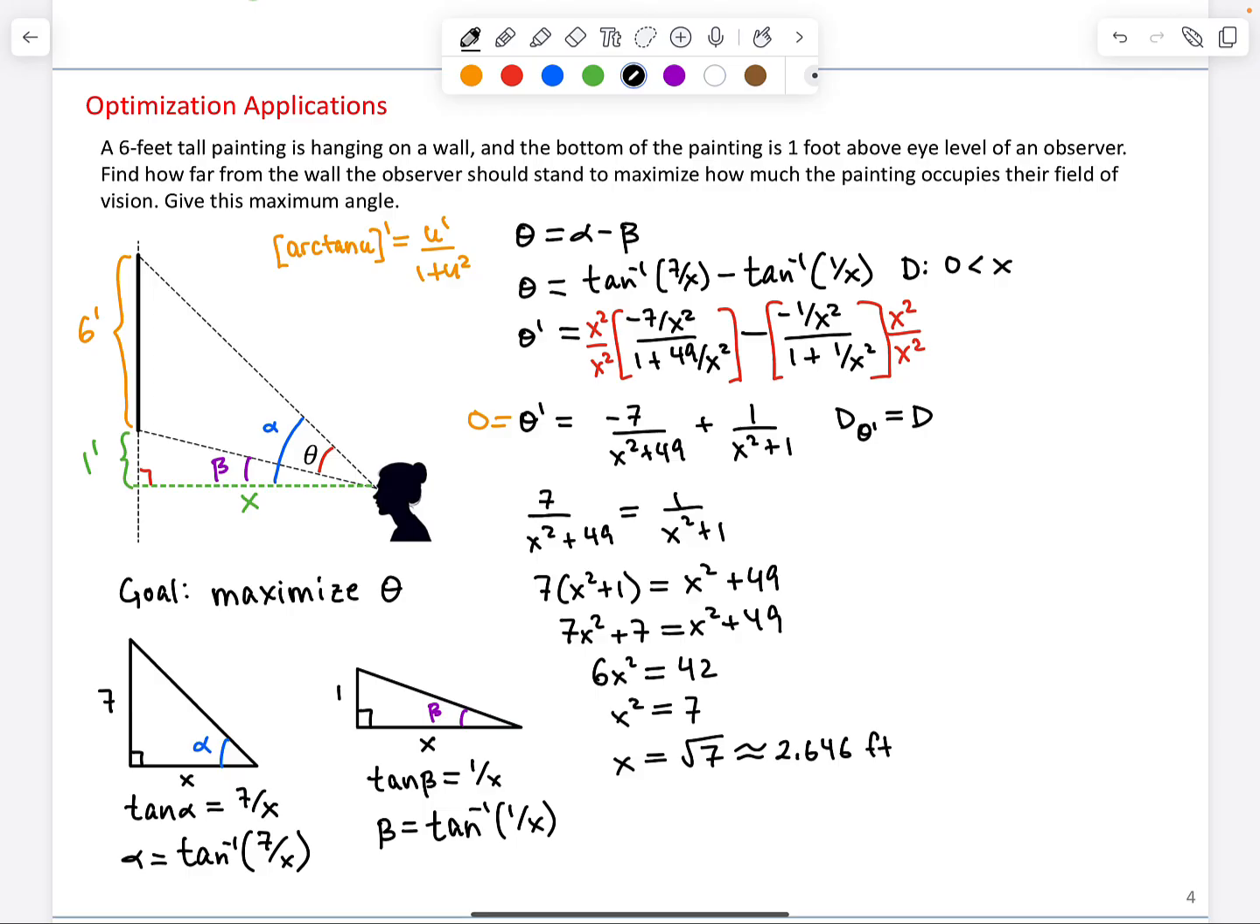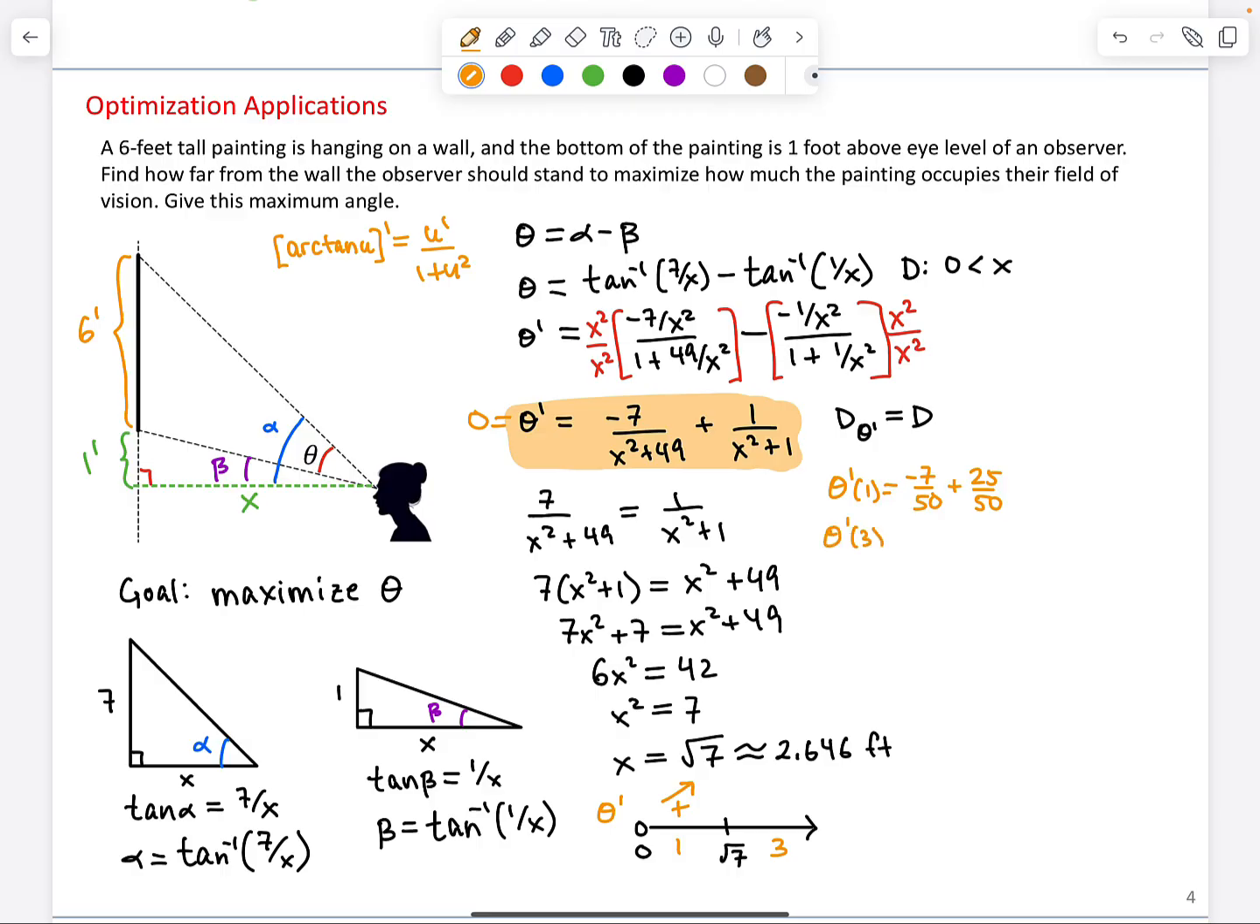Now we do a number line reflecting the domain of the function. So 0 exclusive up to infinity, and we put our only critical number on it. A number less than this is 1, a number greater than this is 3, and we plug these into the derivative. So theta prime of 1 will be equal to negative 7/50ths plus 1/2. Well, 1/2 is 25/50ths, and I can see we get a positive result out of this. So theta prime is positive, so theta is increasing on this subinterval.